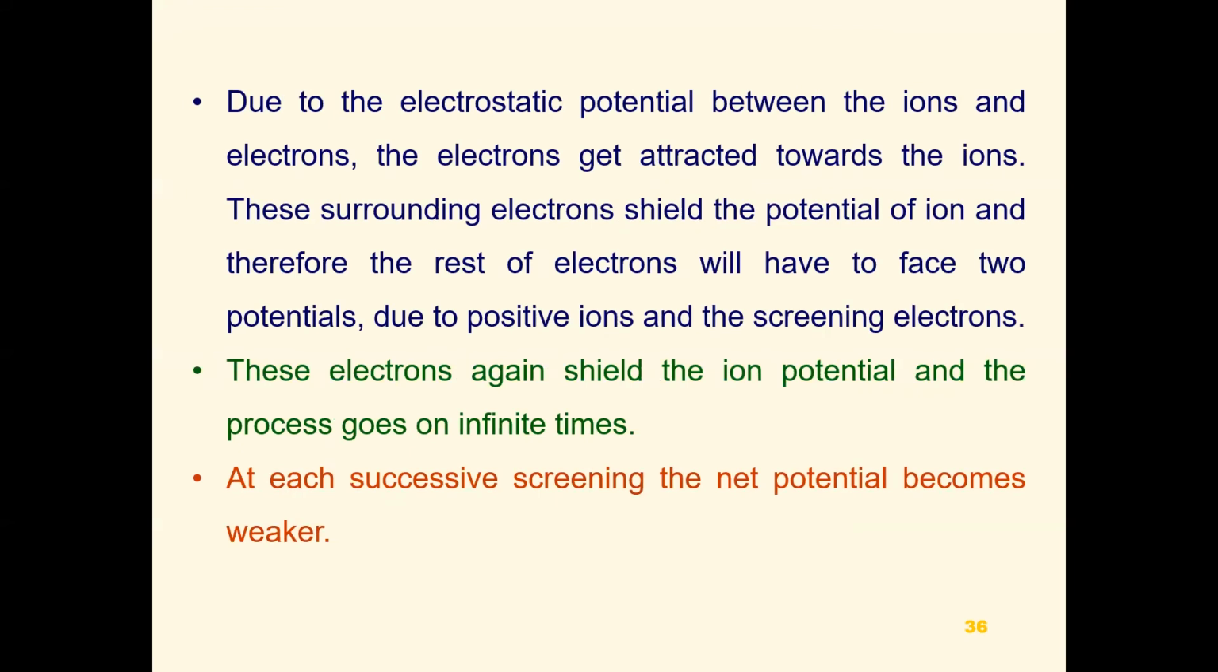Due to the electrostatic potential between the ions, the electrons get attracted towards the ions. These surrounding electrons shield the potential of the ions, and therefore the rest of the electrons will have to face two potentials: one due to the positive ions, and second the screening electrons. These electrons again shield the ion potential, and the process goes on infinite times. So you can see that the pseudopotential goes on weaker and weaker. At each successive screening, the net potential becomes weaker.